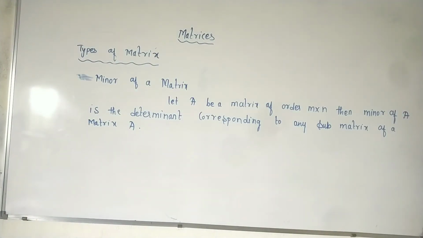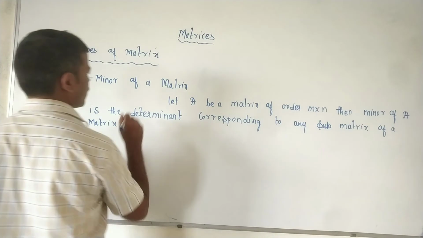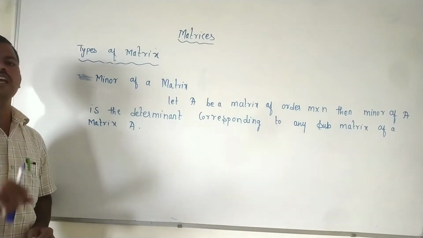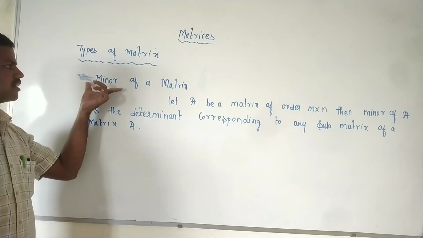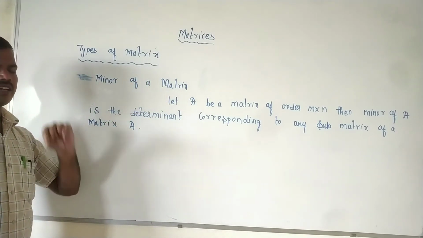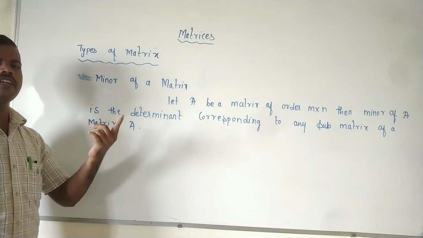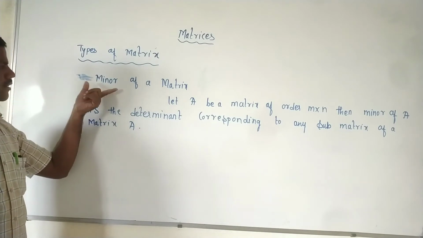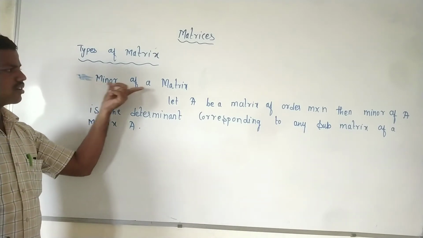So next we come to the minor of a matrix. Previously we have studied the minor of an element, but here we are going to study the minor of a matrix. Minor of an element is the determinant obtained by deleting the row and column containing that element. So here we are going to discuss the minor of a matrix.